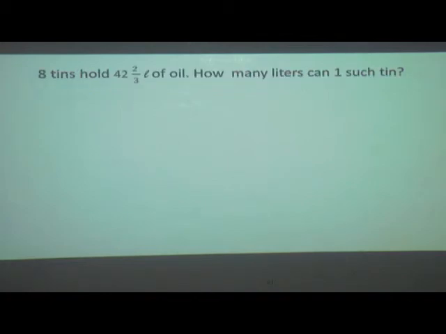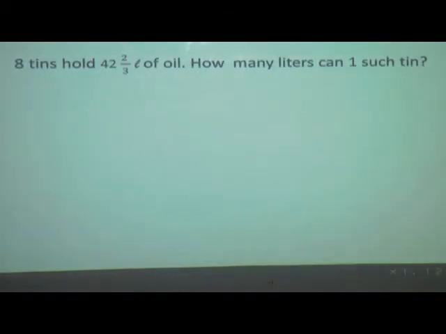Next word problem we will see. 8 tins hold 42 2/3 liters of oil. 8 tins hold 42 2/3 liters of oil. How many liters can one such tin hold? It is very similar to this.